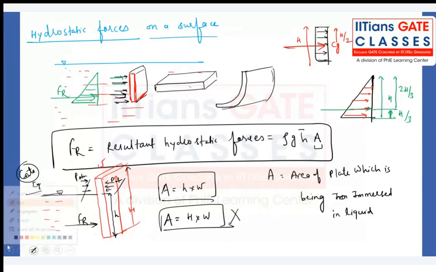Now, once it is done, let me know. Now, rho is nothing but the density of the liquid, which is being surrounded by that particular plate or surface. g is nothing but the gravity. h bar is nothing but the what? What is the h bar? Anyone know? The centroidal distance of a particular plate from a particular free surface. Now let's see what is the centroidal distance and how to calculate that. Let's focus on that.